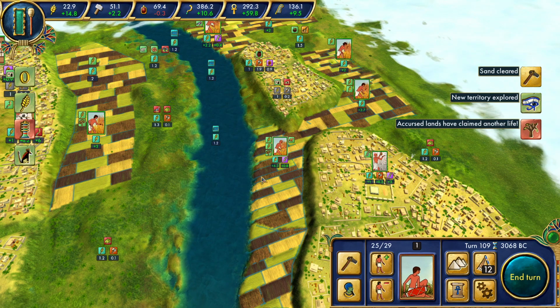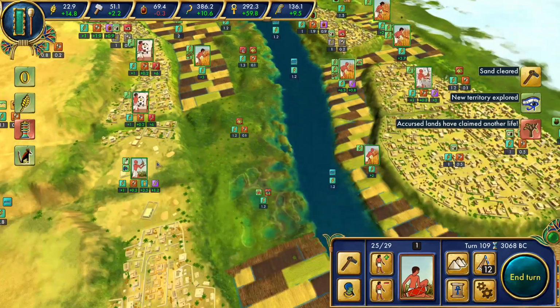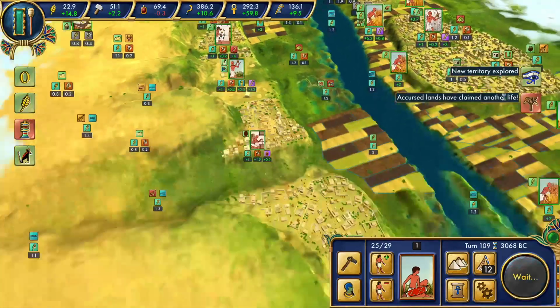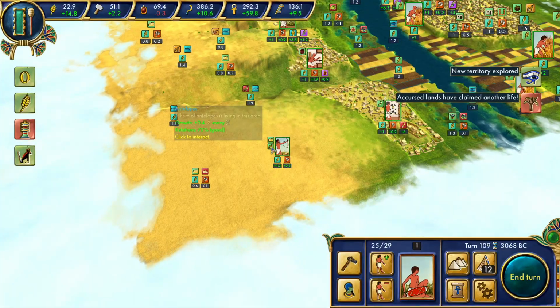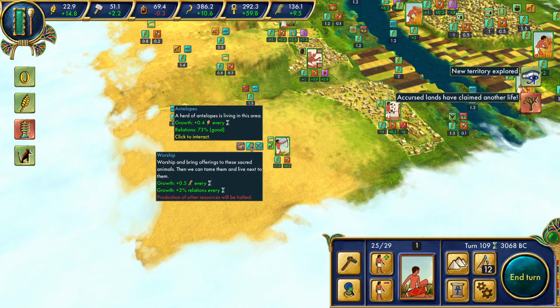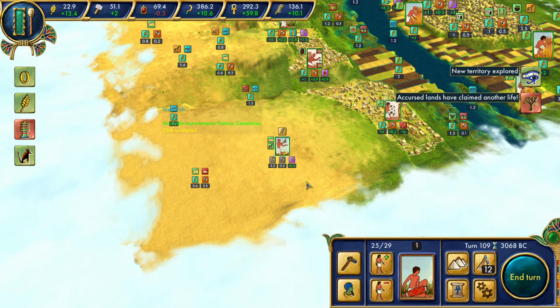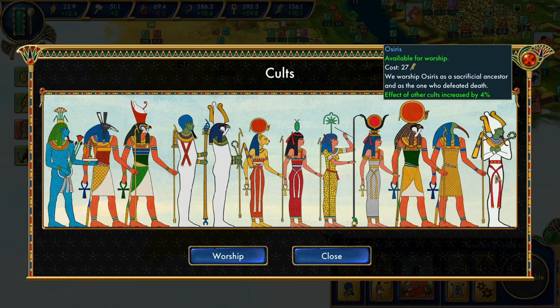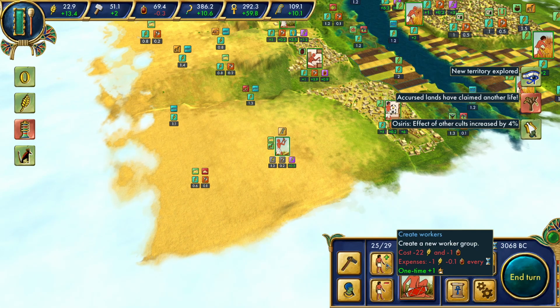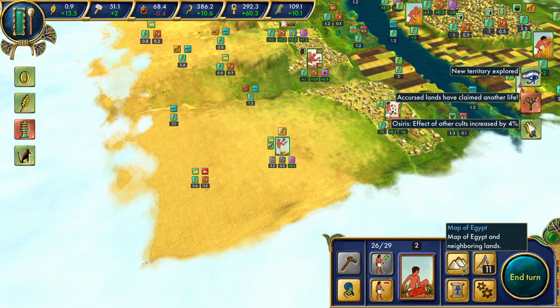6.3. That's insane. I don't think I've ever seen a field that productive. That's fantastic. Okay. Sand was cleared down here, so we can switch you over to working on worshipping the antelopes. Go back with Osiris. Grab another worker.